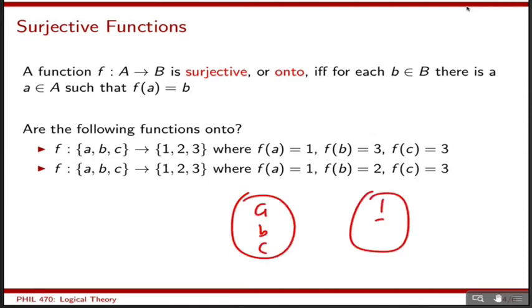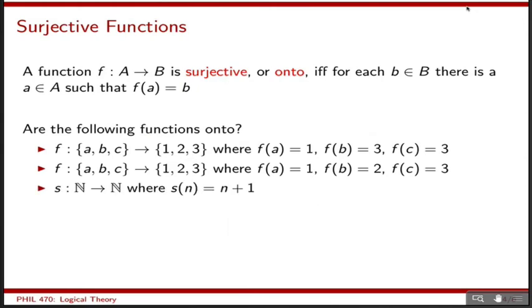What about this function right here? So here we have, again, A, B, C, 1, 2, 3. And we see A is associated with 1, B is associated with 2, and C is associated with 3. And it's easy to see that this is, of course, onto, because for every element in the codomain there's a preimage, some element in the domain that's mapped to it.